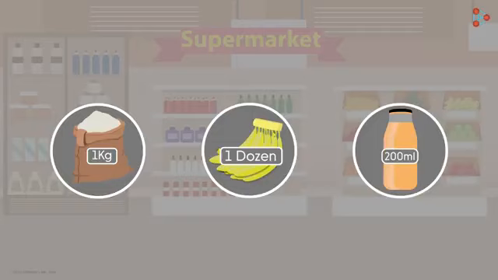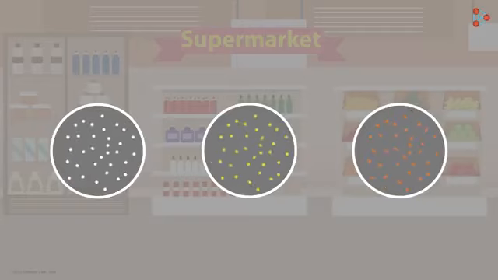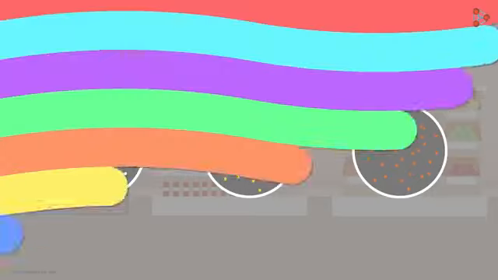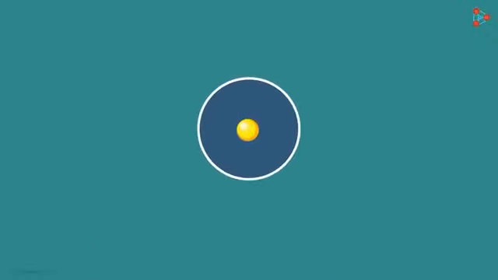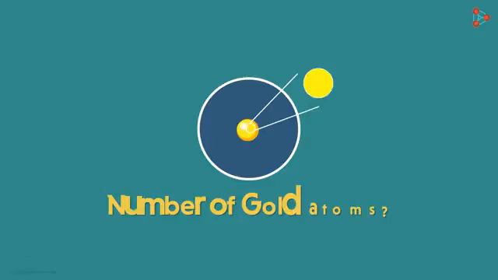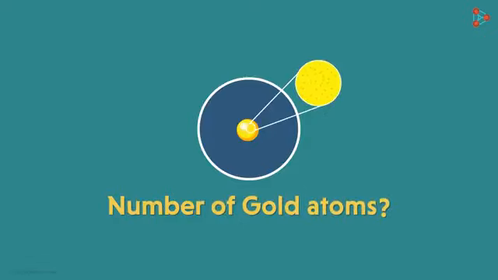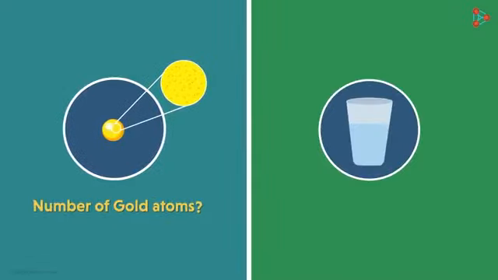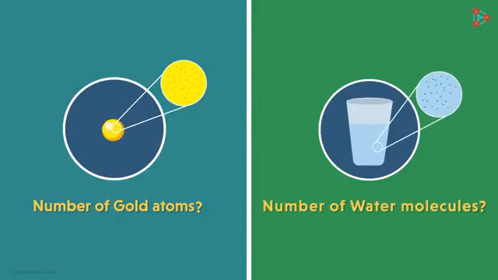These are terms used in everyday life. But what if I want to measure something in terms of the number of tiny particles present in it? Let me explain this in detail. Looking at this pure gold, can you tell me how many gold atoms are present in this? Or wait, looking at this glass of water, can you tell me how many water molecules are present in it? You will probably say that it's practically impossible to calculate the number of atoms or molecules in these examples.